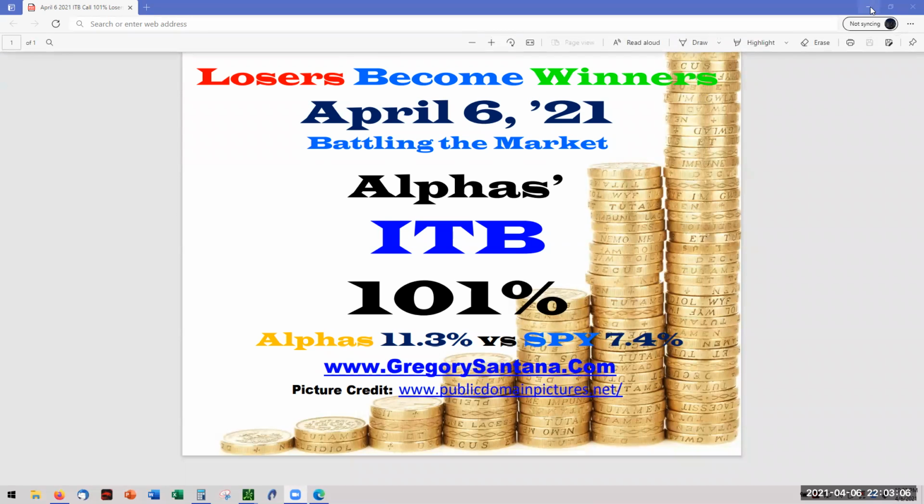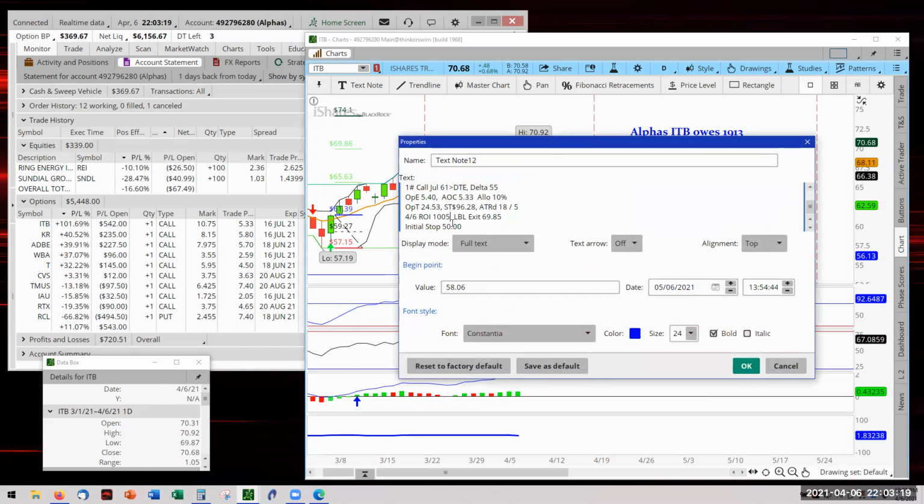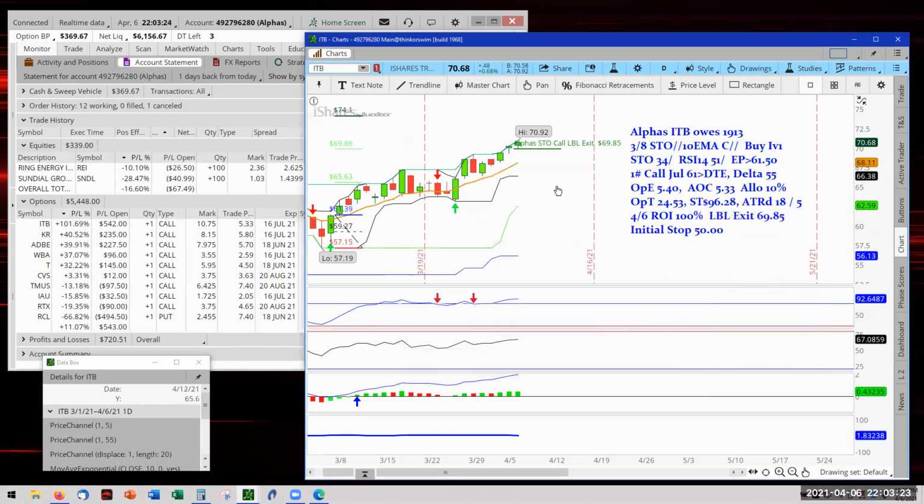ITB gets 101%. There it is, 101% for ITB, and we're at last bar low, right there, our ROI 100. Oh, look, I made a change here. Let's go ahead and fix that. ROI 100% exit rule, and I mentioned that a few days ago. We don't have to get to the third ratio before we can initiate the second or third exit rule.